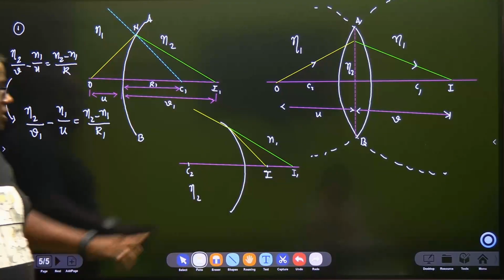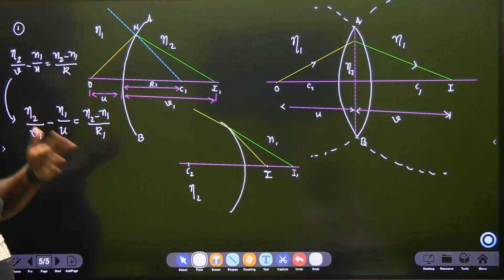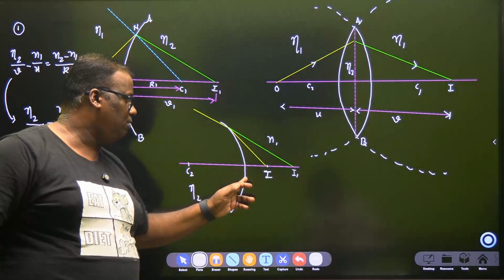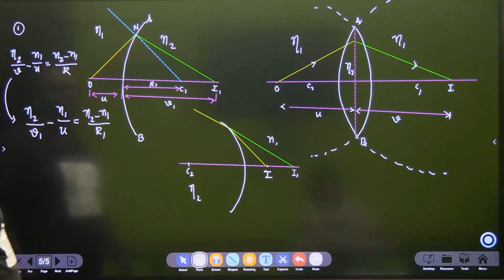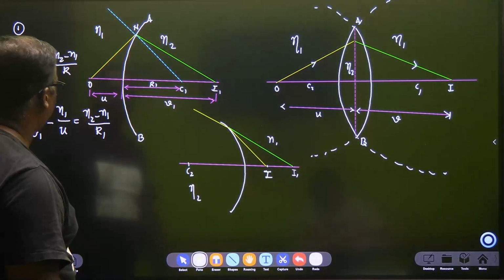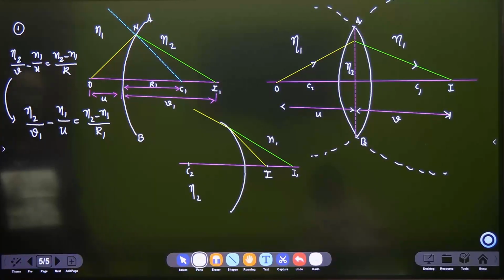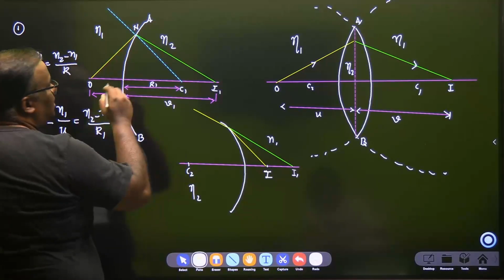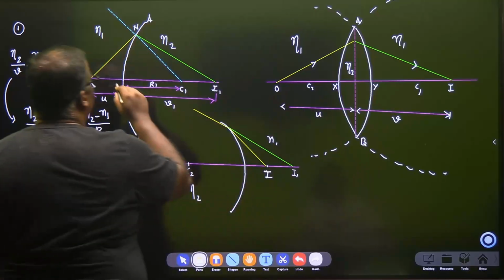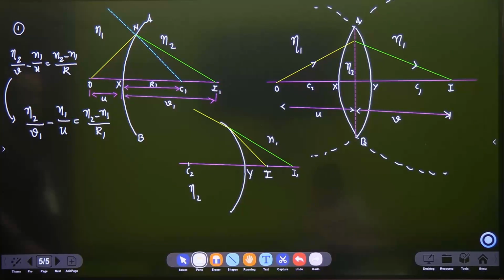Now what is your object? I1 is your object. Got it? I1 is your object. And what is your object distance? Your object distance will be measured from here to I1. Right. I am taking this surface as X and I'm taking this surface as Y. So this was X and this is Y. Is this much understood? Okay.